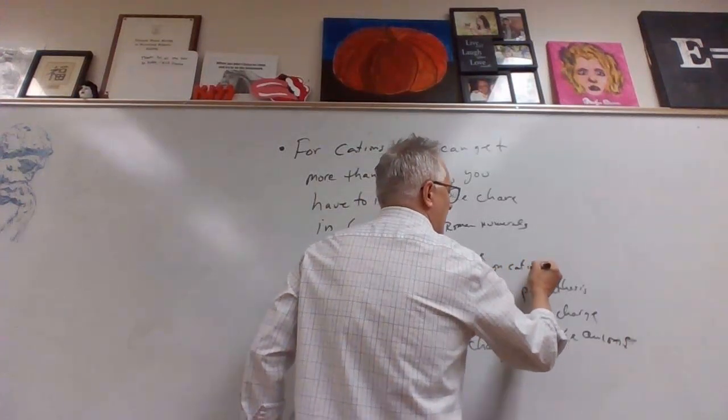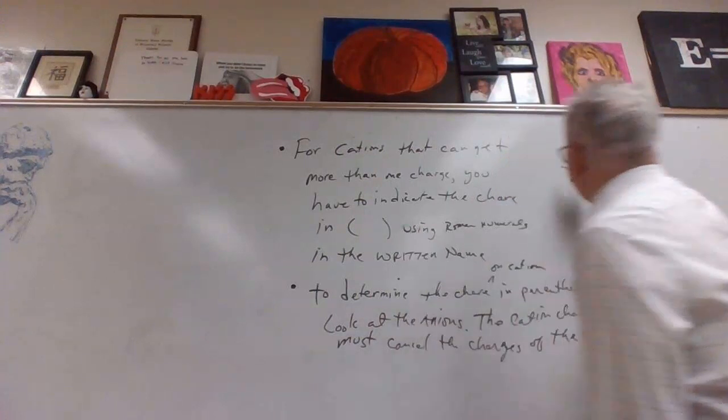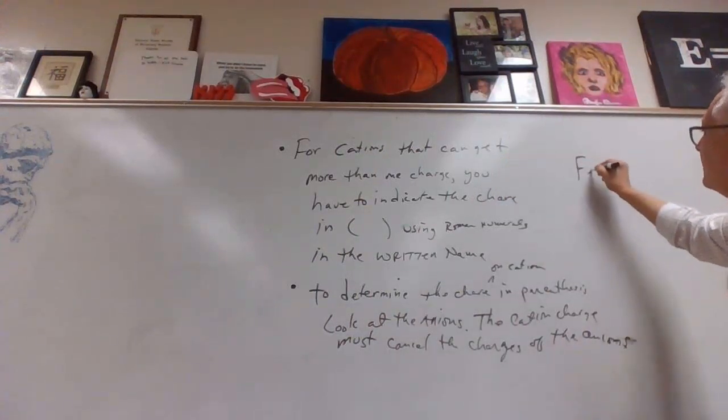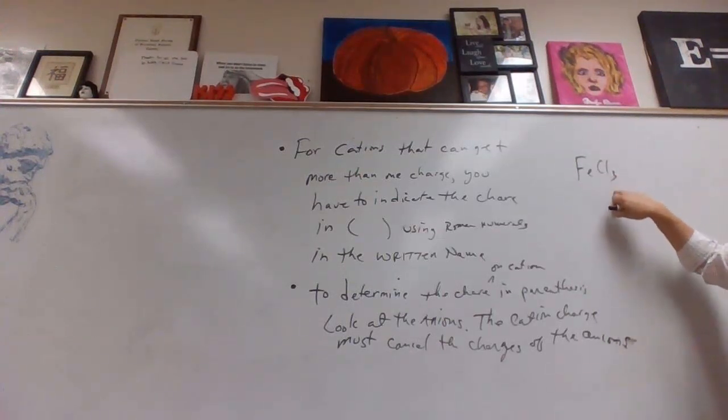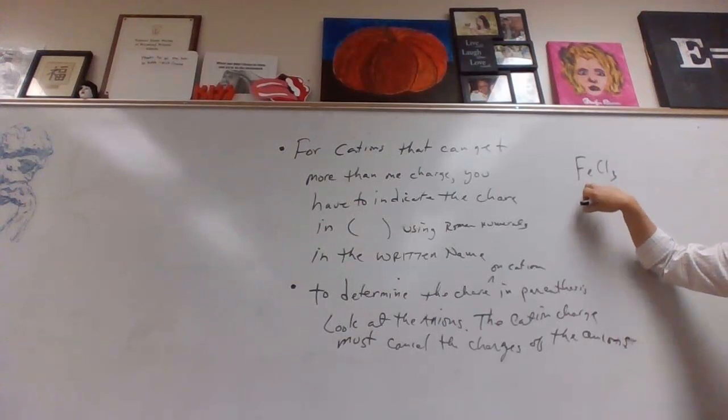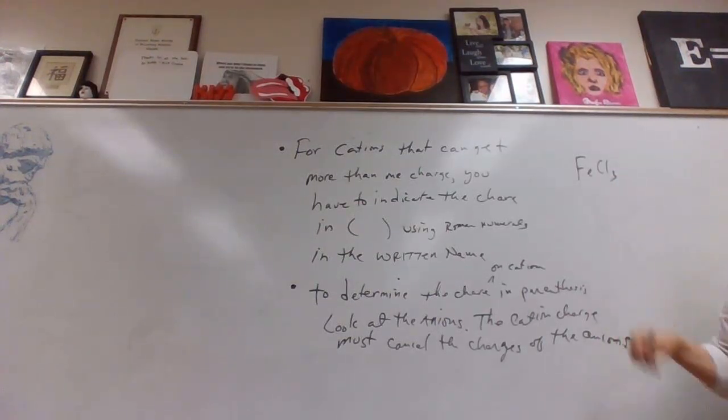So once again, if I'm looking at something like FeCl3, we need to determine the charge on that. So we have 3 chlorides. Each one's a -1. So that has to be a +3. It's just like doing a simple algebra thing.